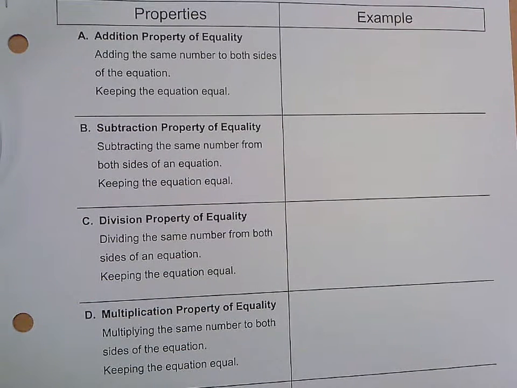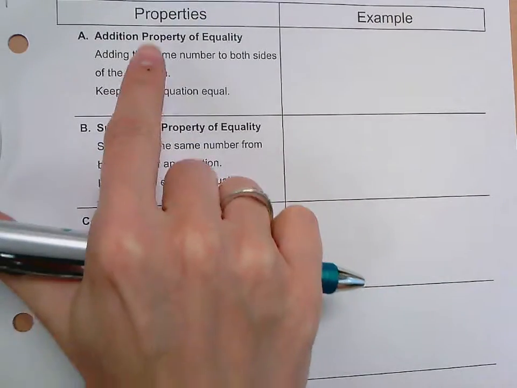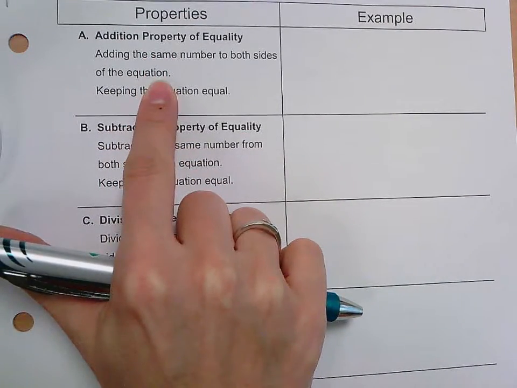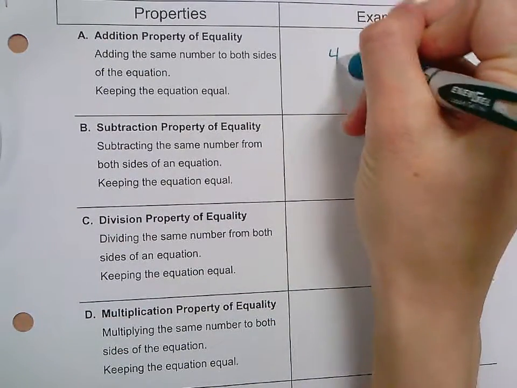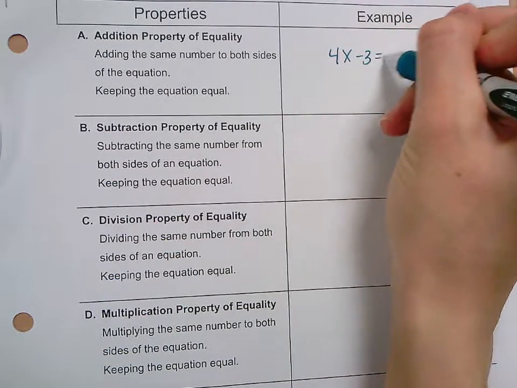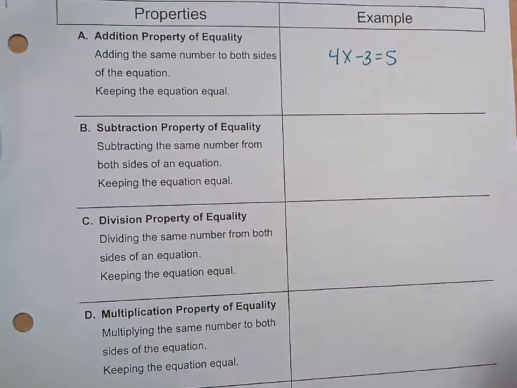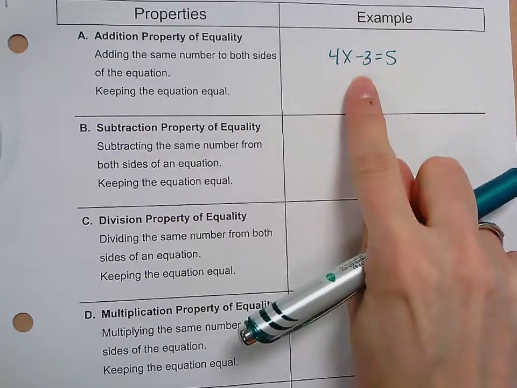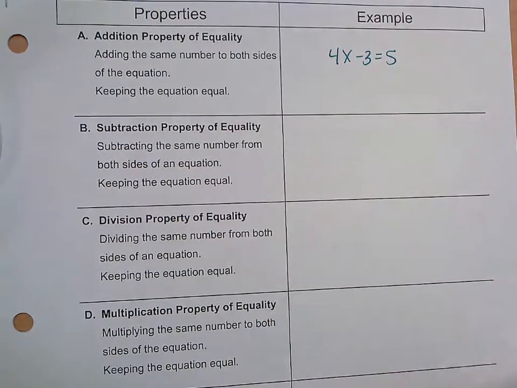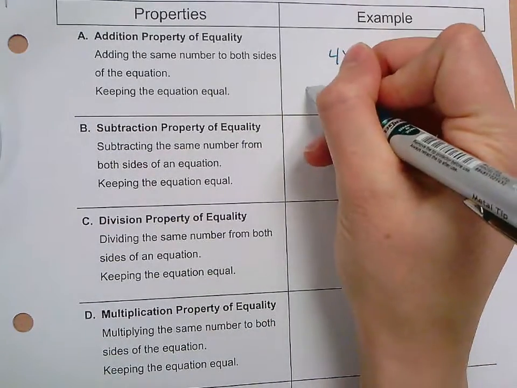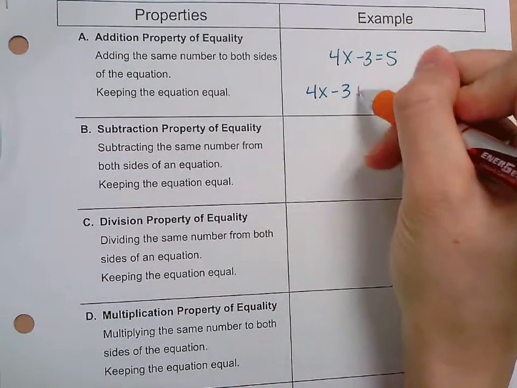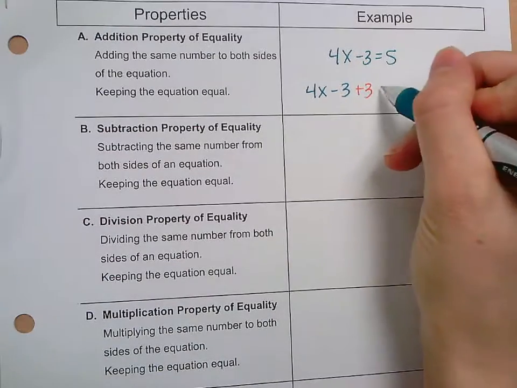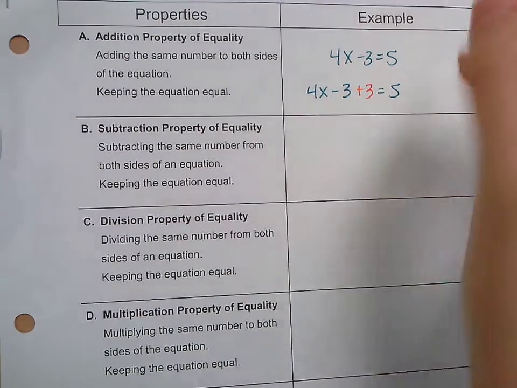So the addition property of equality is the property that says as long as you add the same number to both sides of an equation, the equation still remains true. So say you have an equation 4x minus 3 equals 5. Your first step to solving for x would be to add 3 to both sides to get the x alone. I'm going to write it this way though. So I'd have 4x minus 3 plus 3 equals 5 plus 3.